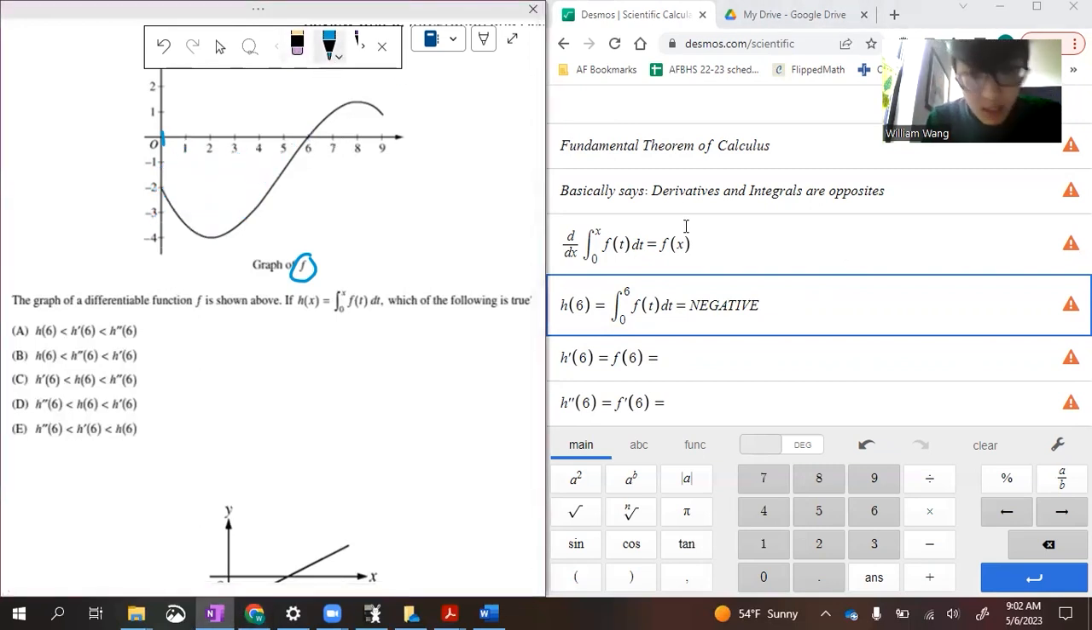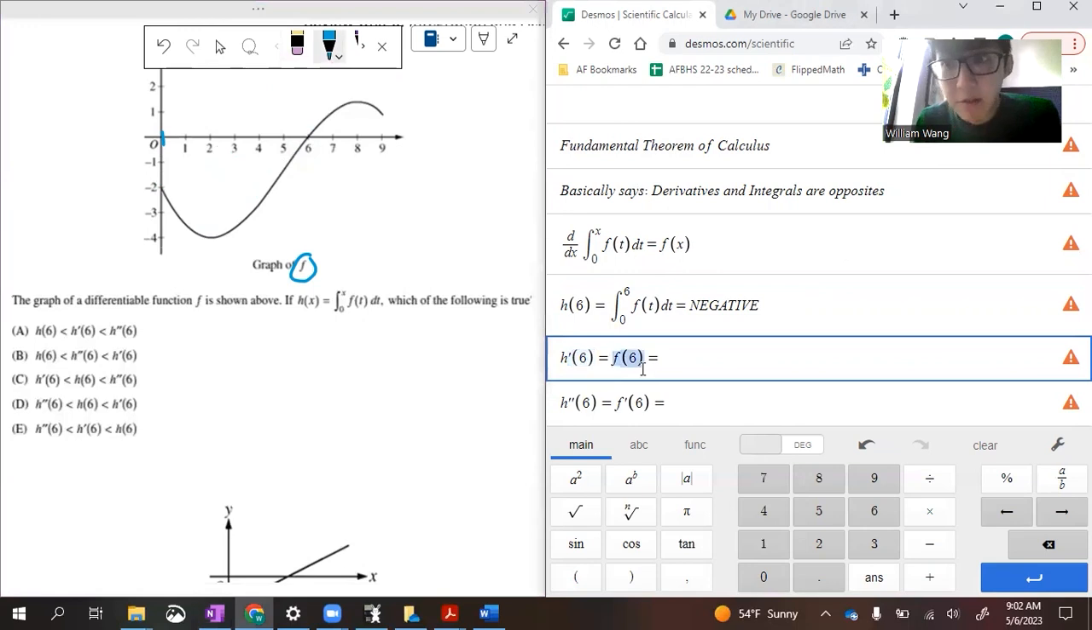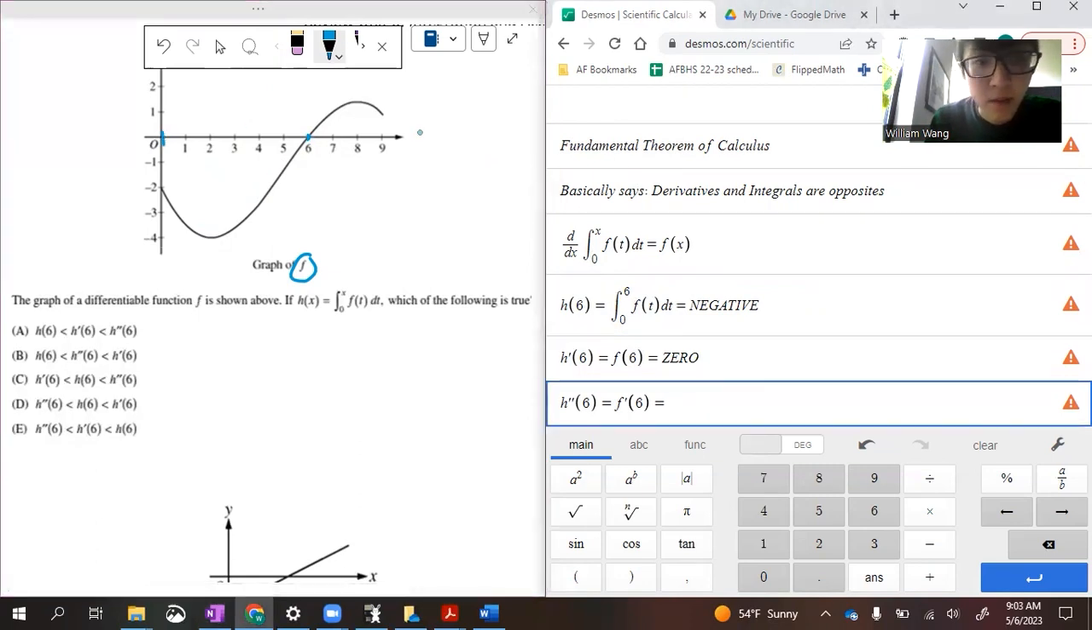h prime of 6 is f of 6, right? What is f of 6? Well, I go to the graph of f, I go to 6, and I notice that it's simply 0. I just go to where it is drawn here, and it's drawn at y equals 0. All right. Finally, f prime of 6. I'm looking at the graph of f now, and I go to 6, but now I'm looking at the slope at 6 because I'm asking for the derivative. So the slope at 6, I will note, is positive.